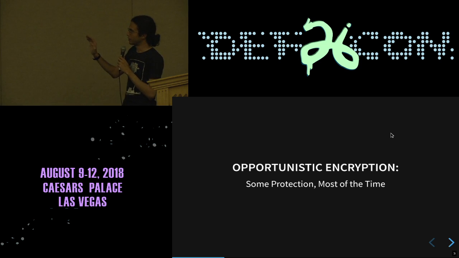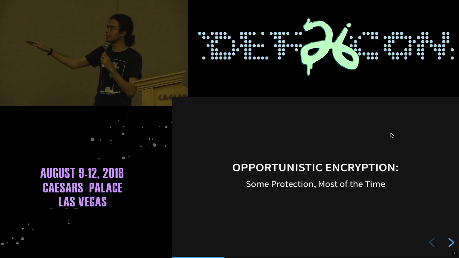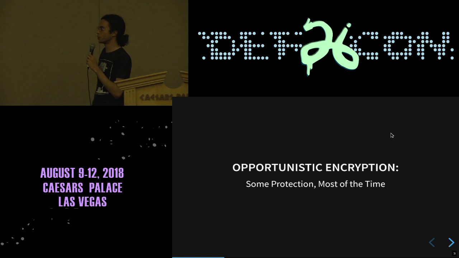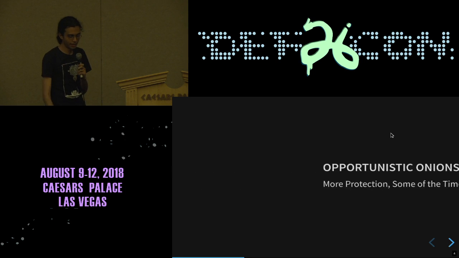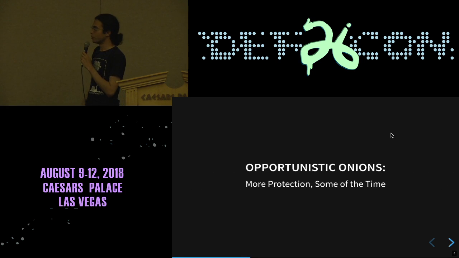The motto in the RFC that announced opportunistic encryption was "some protection most of the time." On the other hand, mine is opportunistic onions: more protection some of the time. And here's how it works.